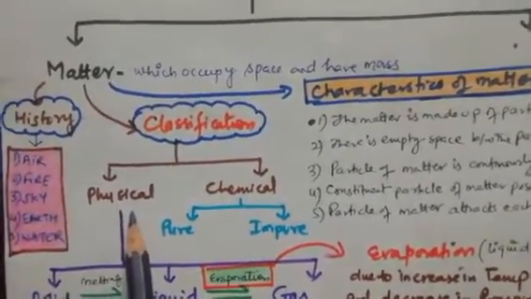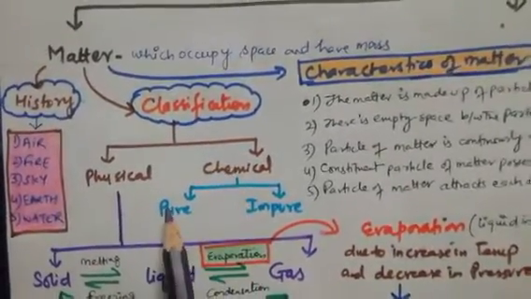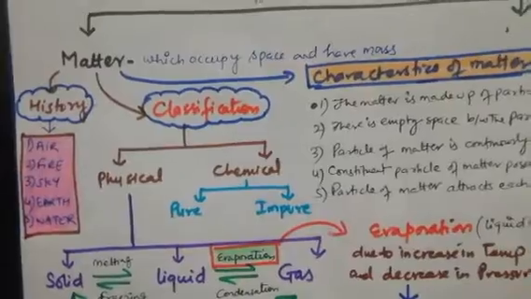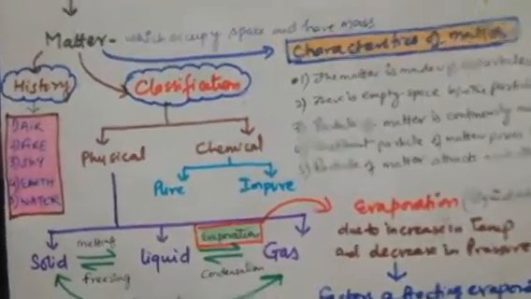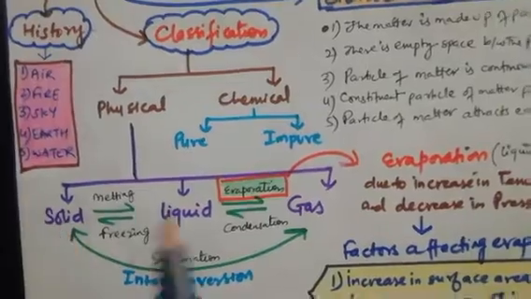On the basis of physical property, matter is classified into solid, liquid and gas. On the basis of chemical property, matter is classified into pure and impure. Basically, pure and impure we will study in the next chapter. So in this chapter we have discussed in detail about solid, liquid and gas.